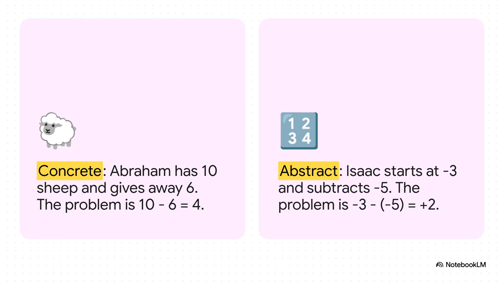It starts with something super concrete, a story you can easily picture. Abraham has some sheep, he gives some away. That's just simple subtraction, 10 minus 6. But then it pivots. It takes that same idea of taking away and applies it to Isaac on a number line, a much more abstract problem.